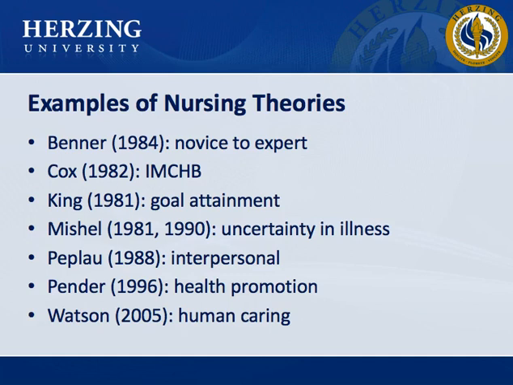Some important nursing theories include Benner's model on novice to expert, Cox's interaction model of client health behavior, King's theory of goal attainment, Mishel's uncertainty in illness theory, Peplau's interpersonal theory, Pender's health promotion model, and Watson's theory of human caring. Nursing is a practice discipline and uses a variety of theories from other disciplines.